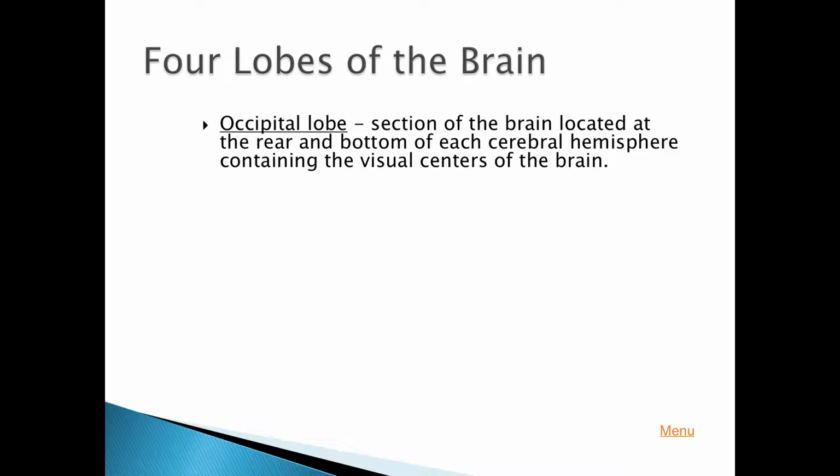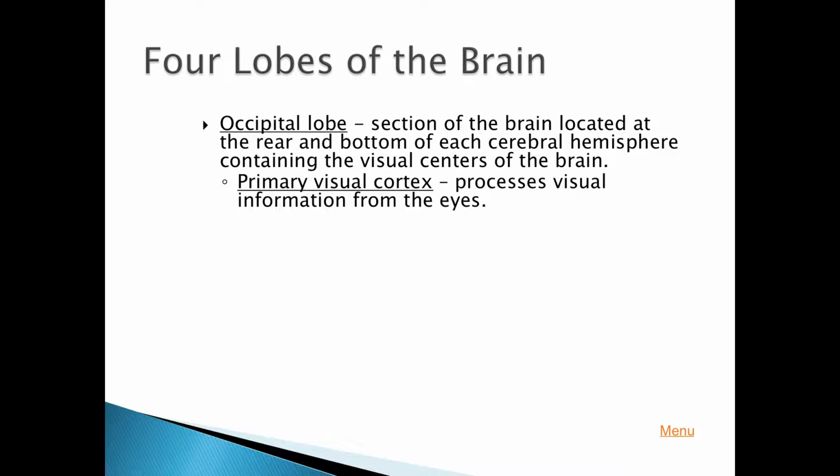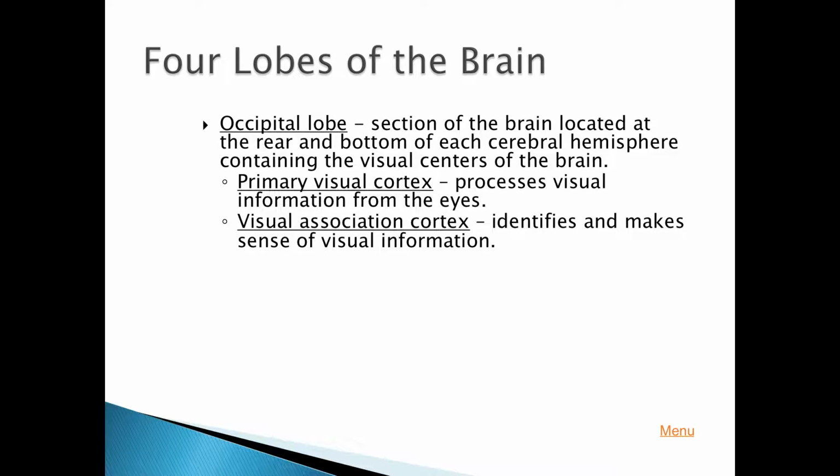The occipital lobe sits at the rear and bottom part of each cerebral hemisphere, and this is where the visual centers of the brain are lying. So if you've ever hit the back of your head and reported seeing stars, you've knocked the occipital lobe area in your brain. The primary visual cortex is a very specific part of the occipital lobe that processes information that's coming in from the eyes. So again, that information has to be processed and interpreted. It receives it, so it has to be processed, but it does still need to be interpreted. And the visual association cortex is what does that interpretation.